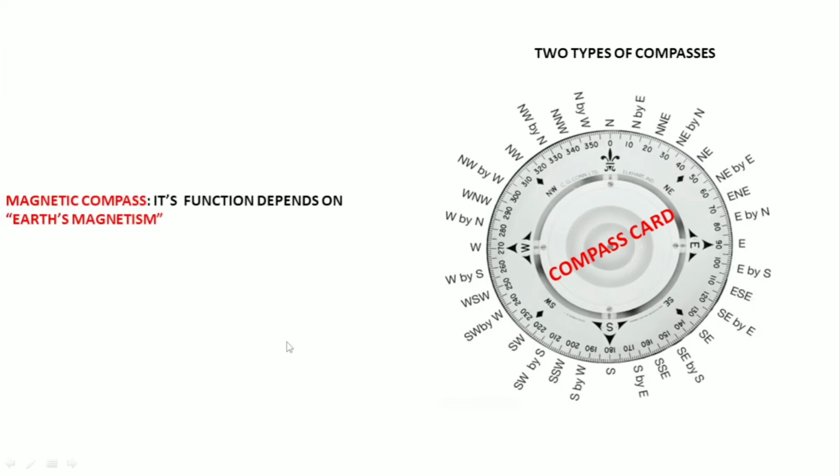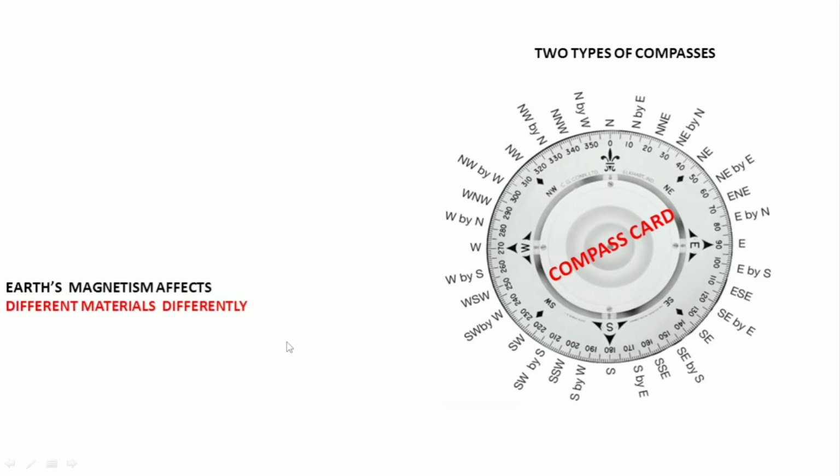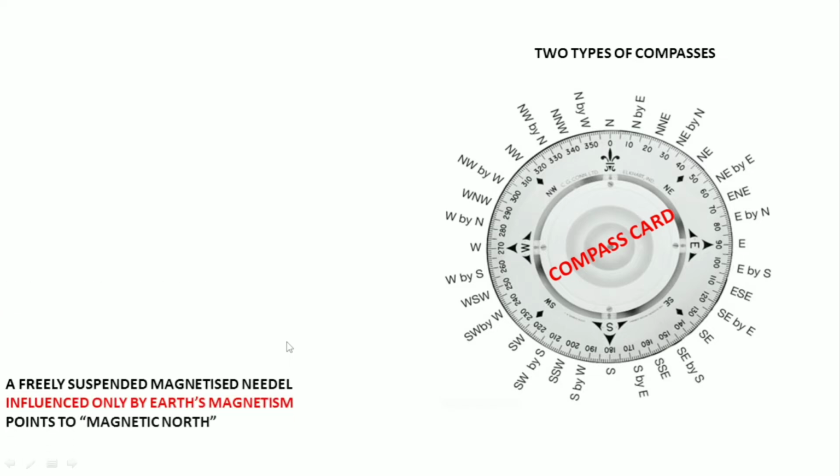The second compass, which all of us know right from our childhood, is the magnetic compass, which functions on Earth's magnetism. And we know that different types of materials are affected differently by Earth's magnetism. A freely suspended magnetic needle, influenced only by the Earth's magnetism, points towards the magnetic poles. That's the magnetic north or magnetic south.